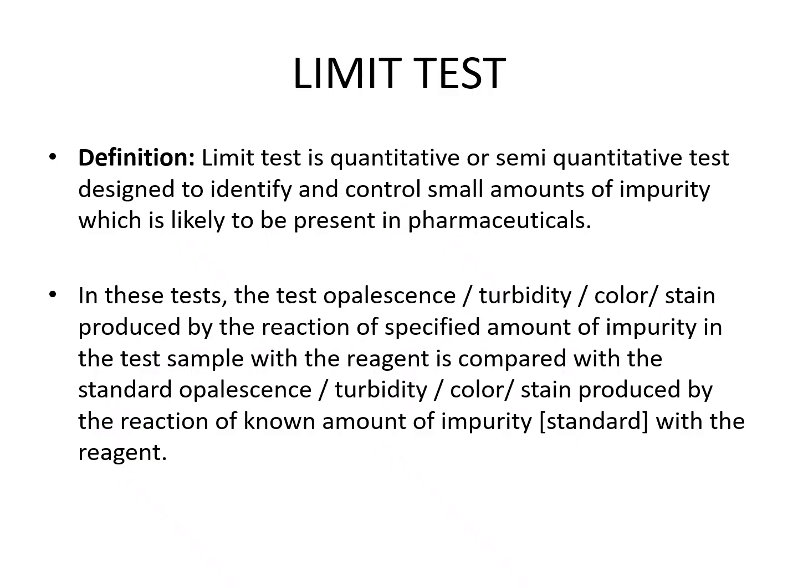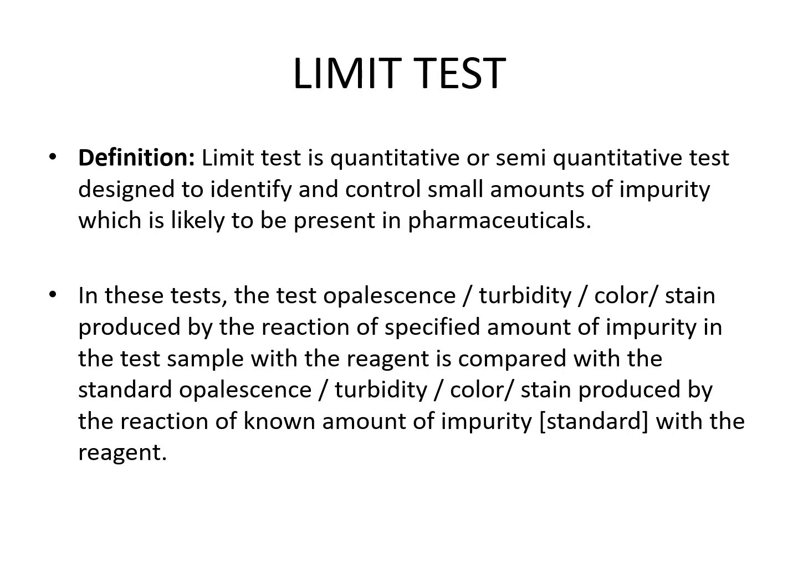So here we are comparing our sample with a standard. So we are looking at the intensity of opalescence, turbidity, color, stain of the standard with that of the test. So we are comparing our sample with a standard. The production of this turbidity, color or opalescence of the test has to be compared with that of the standard.